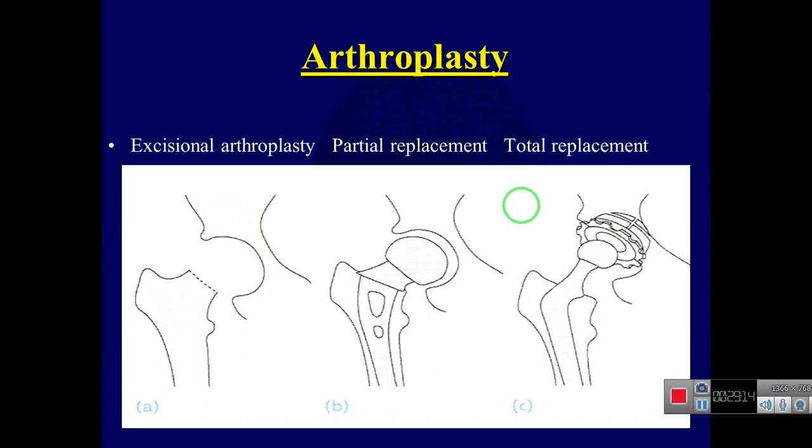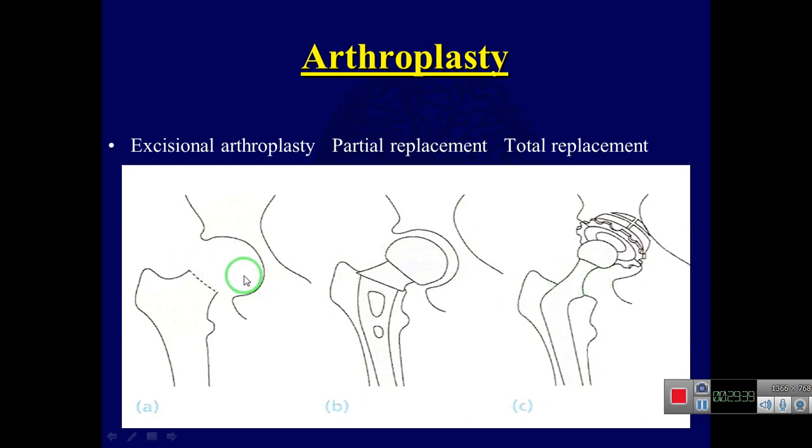The fourth term is arthroplasty. Arthroplasty means surgical refashioning of the joint, aiming to relieve pain and to restore the movement of the joint. We have three varieties of arthroplasty: excisional, partial, and complete, or total.